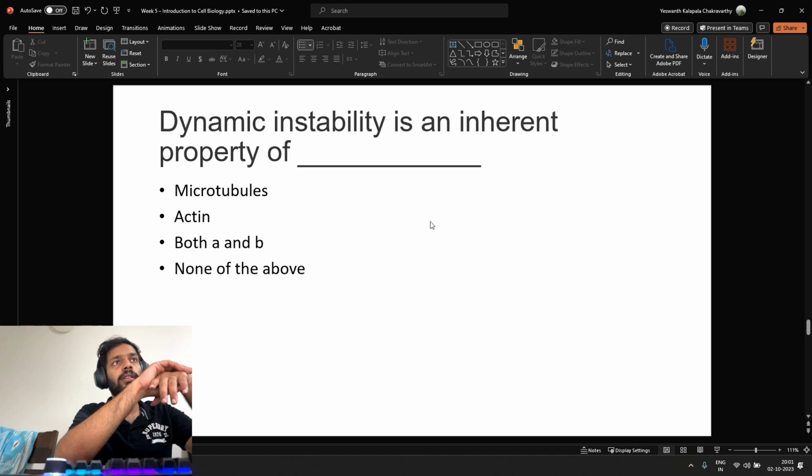Okay, so dynamic instability is an inherent property of what? Microtubules, actin, both A and B, none of the above. What do you guys think? That is both A and B. Okay. Actually, dynamic instability is an inherent property of the microtubules, not so much actin. Even though actin depolymerization occurs, it occurs only when there needs to be cell movement or significant cytoskeletal remodeling within the cell. But microtubules have this dynamic instability that's inherent within them.